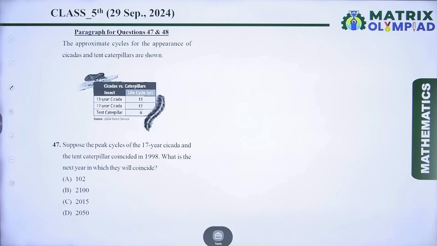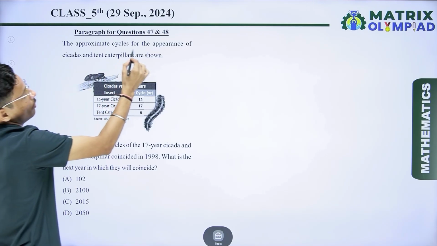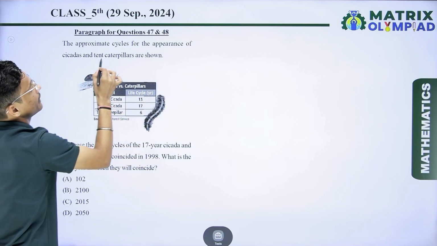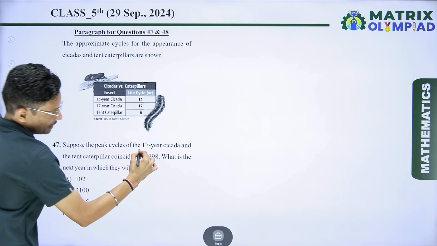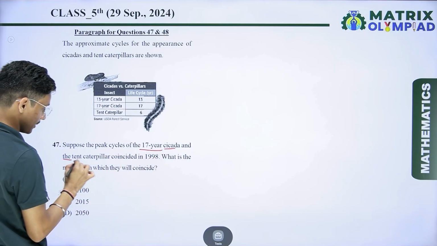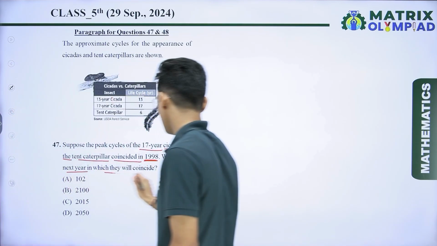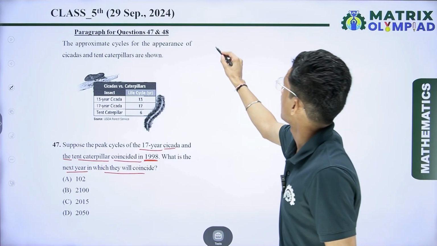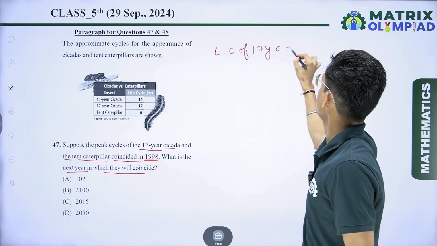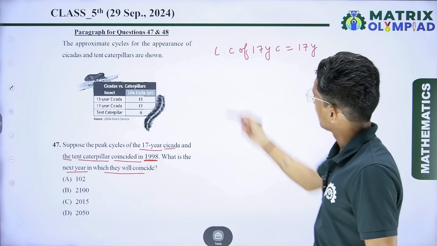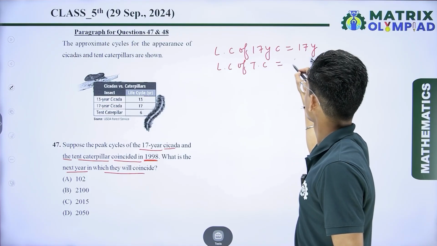Now if I talk about next question, that is based on a paragraph. So the approximate cycles for the appearance of cicadas and tent caterpillars are shown. Suppose the peak cycle of 17-year cicada and the tent caterpillars coincide in 1998. What is the next year they will coincide? So I can say that the life cycle of 17-year cicada is 17 years. I can say that the life cycle of tent caterpillar is 6 years.